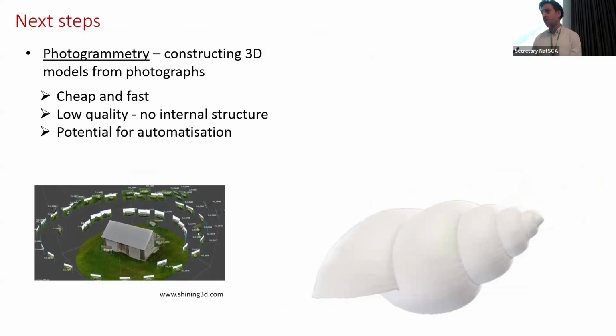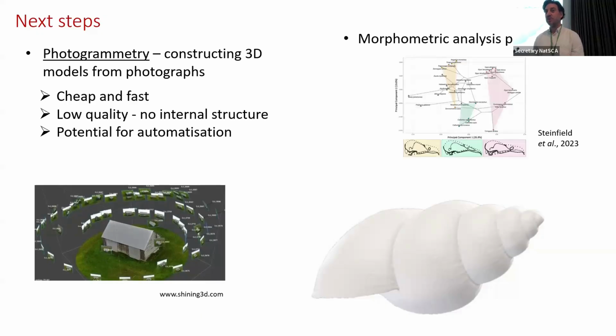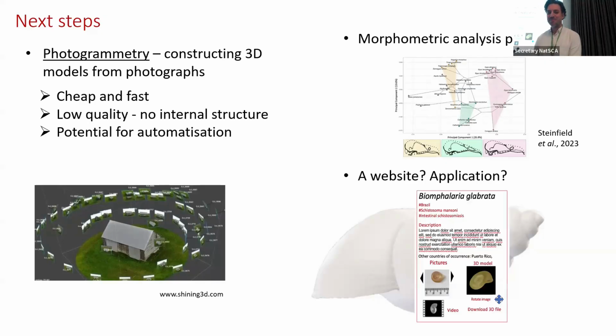It's often lower quality, but it has a huge potential for automatization, rather than CT scanning where you need a technician. It costs lots of money. So there's another way of developing those 3D models that we're working on. And we're trying to explore the possibility to link it with a morphometric analysis pipeline. So basically to scan the shell in the field and automatically assign it to a species group, for instance. So this is kind of another step.